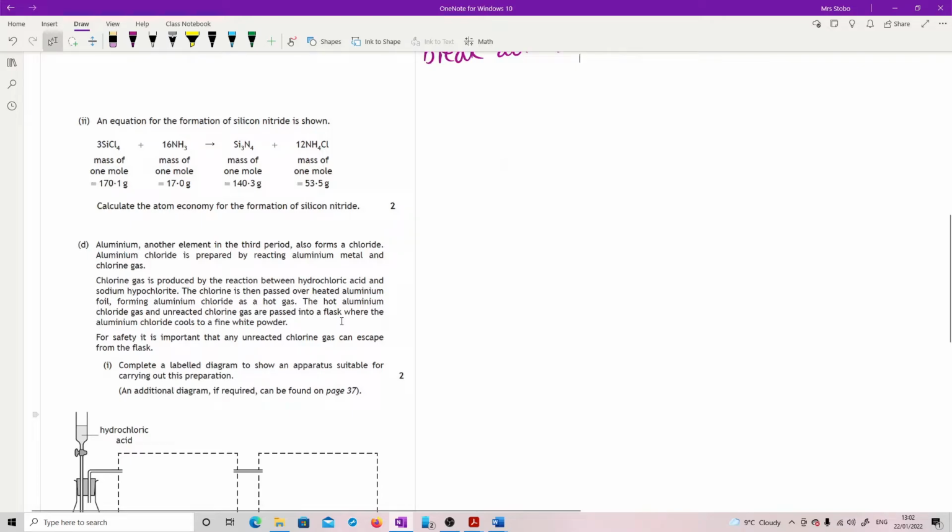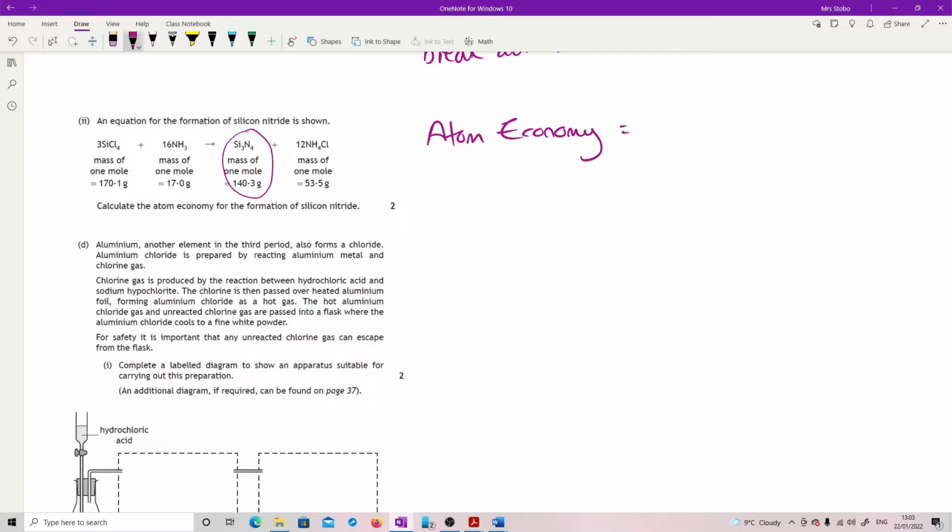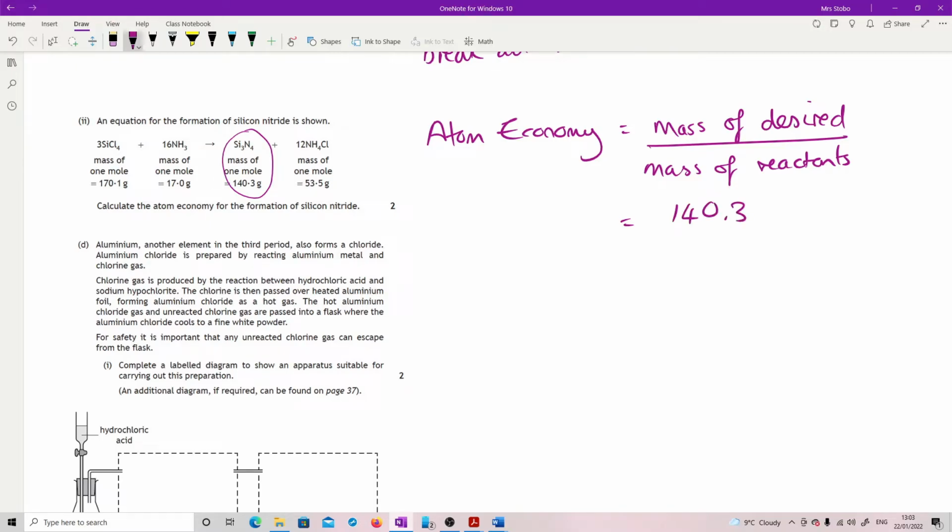Part 2, an equation for the formation of silicon nitride is shown. Calculate the atom economy for the formation of the silicon nitride. Okay, so silicon nitride is here. Atom economy straight out of the data book. Atom economy is going to be your mass of desired products over your mass of reactants. Our mass of desired products is just, we're only getting 1 mole of this, so 140.3.